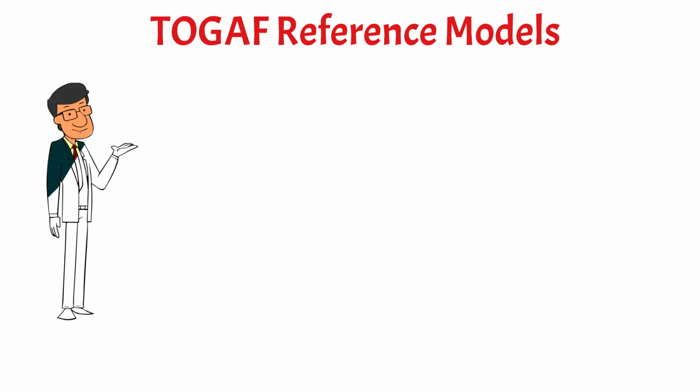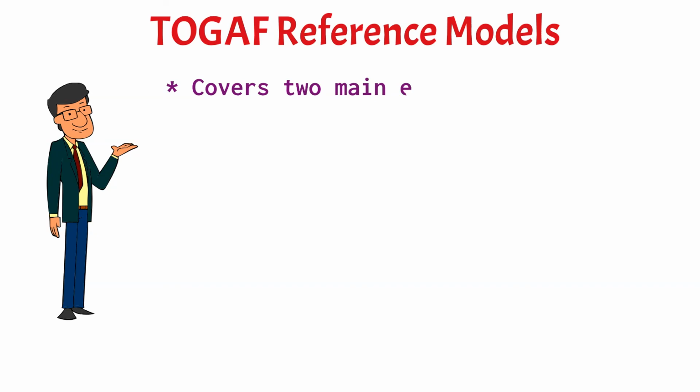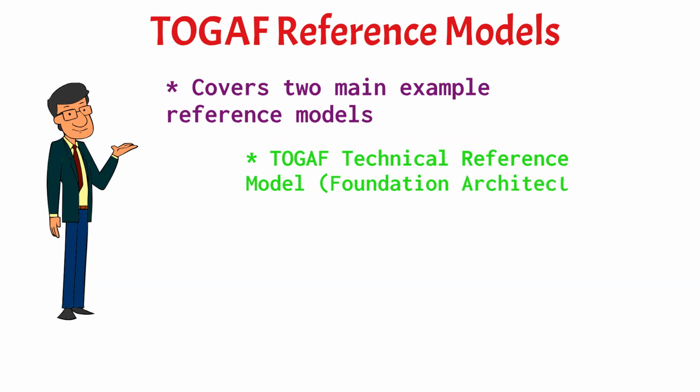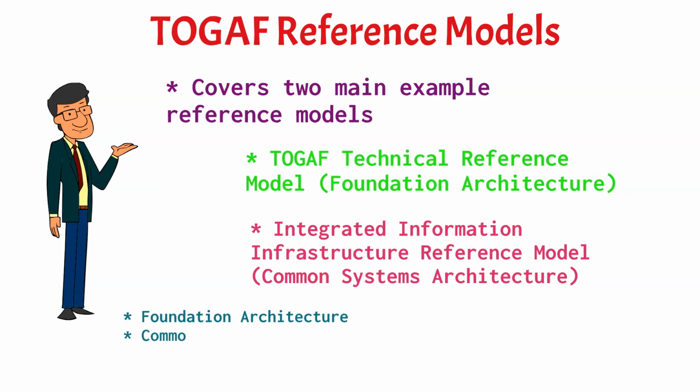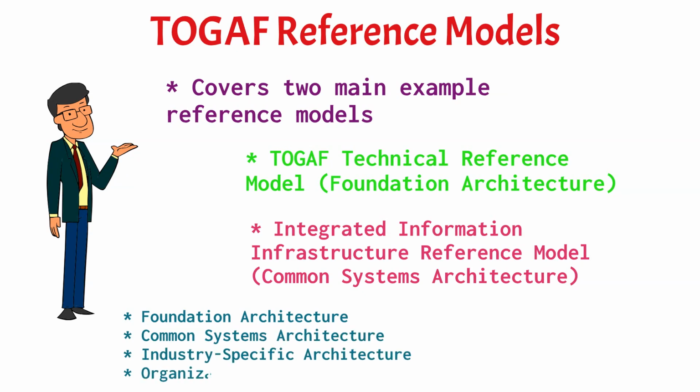TOGAF reference models are essentially samples of how we should build our architecture, and it covers two main reference models: the TOGAF technical reference model, which is considered a foundation architecture, and the integrated information infrastructure reference model, which is considered a common systems architecture. When dealing with the architecture, there are four levels typically addressed: foundation architecture, common systems architecture, the industry-specific architecture, and the organization-specific architecture.